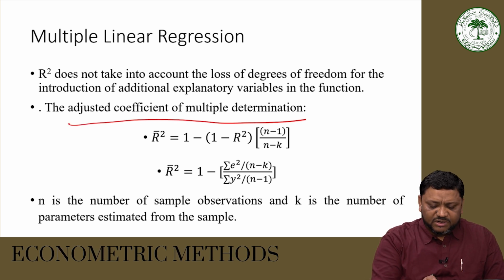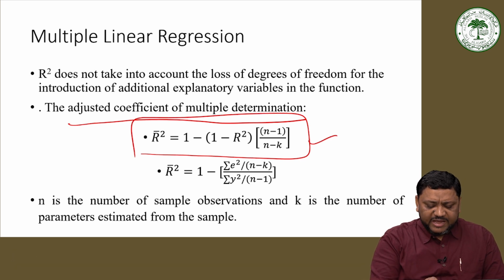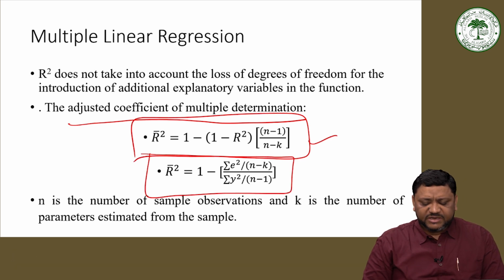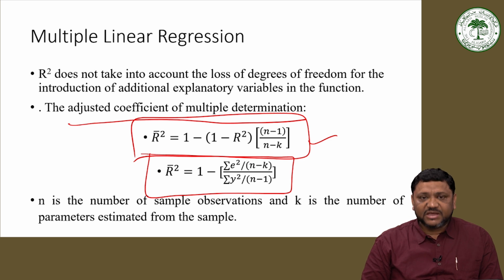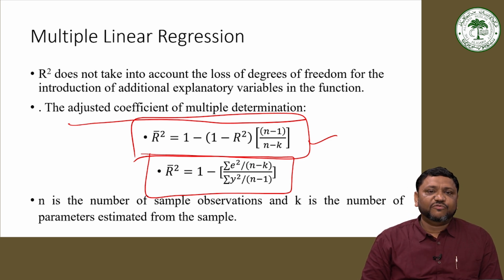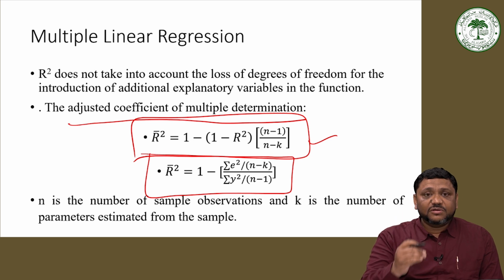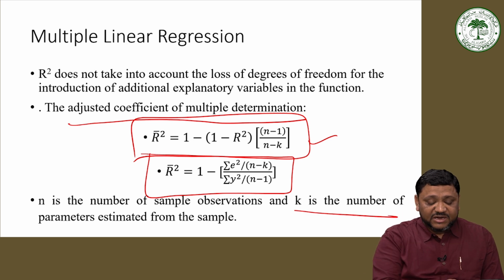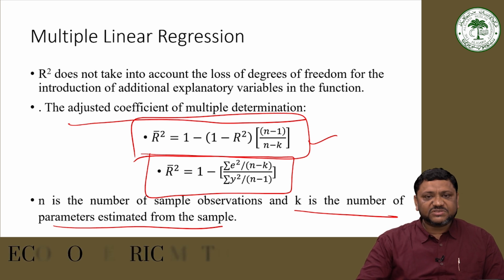coefficient of multiple determination. The formula for this is equal to the first one, or it can be more simply written as the second one, that is 1 minus adjusted R square is equal to 1 minus summation e square divided by n minus k, the whole divided by summation y square divided by n minus 1, where n is the number of observations and k is the number of parameters to be estimated from the model, from the sample.